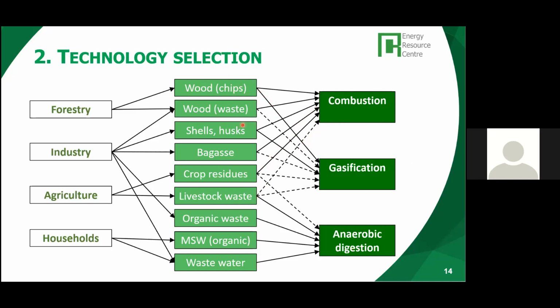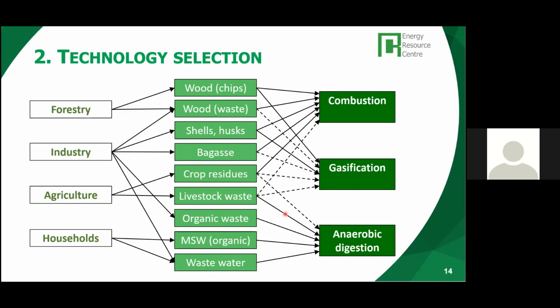We see that some types of biomass are quite suitable for gasification, and some are in principle suitable for gasification under certain conditions, like particular types of food waste, like residues like bagasse, crop residues like stalks and straw, and here also some types of livestock waste are actually used for gasification systems.